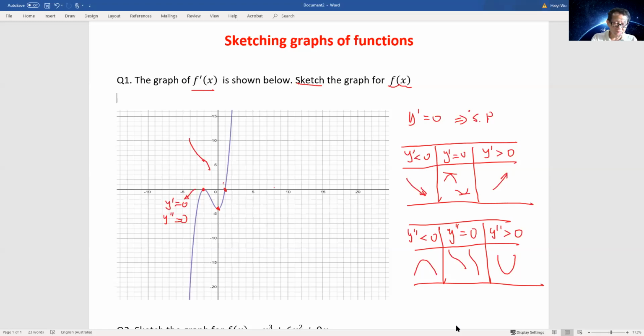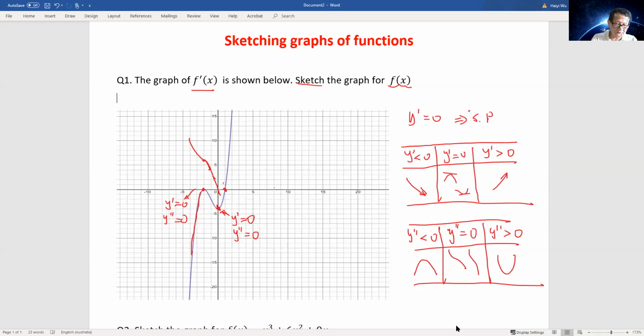Now, have a look at this graph here. You can see this section here is negative. So therefore the original graph goes down. And this is also negative. So therefore the graph continues to go down until it reaches here. This point is y' equal to 0 and y'' also equal to 0. So this should be another point of inflection.